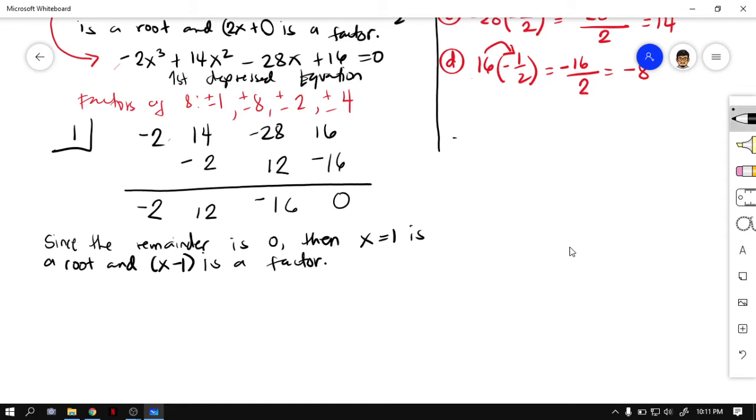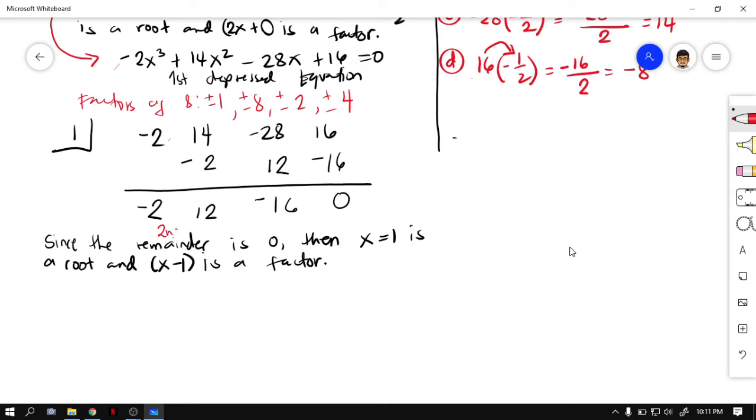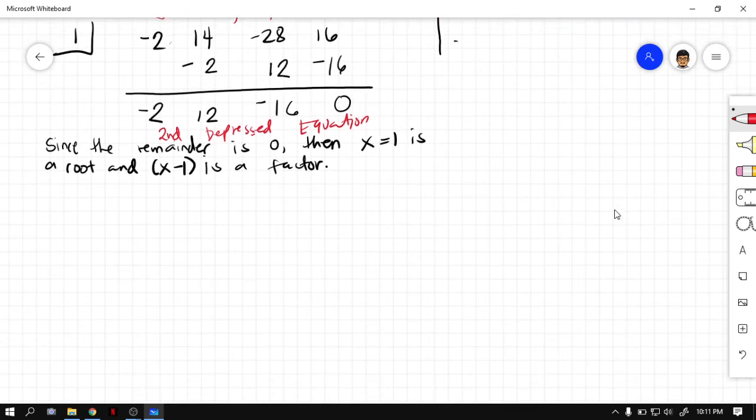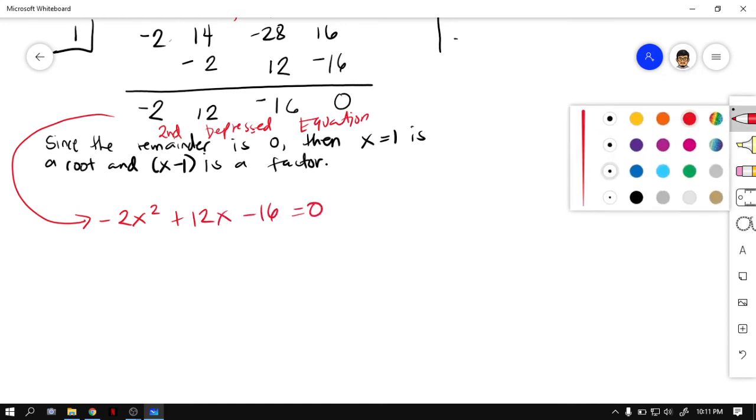Okay, now from there, we will now be writing this down as our second depressed equation. And with that, let's proceed. So, ito, pag in-arrange mo, magiging negative 2x square plus 12x minus 16 is equal to 0. That is your second depressed equation.